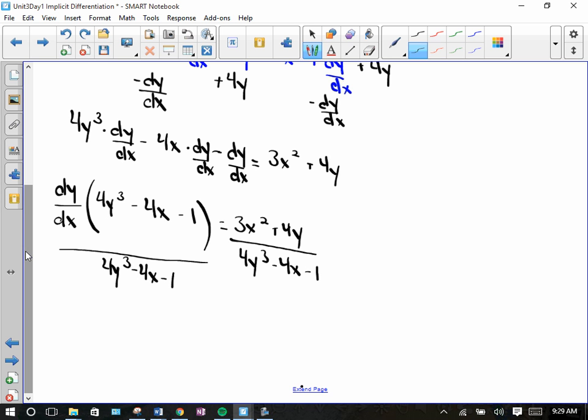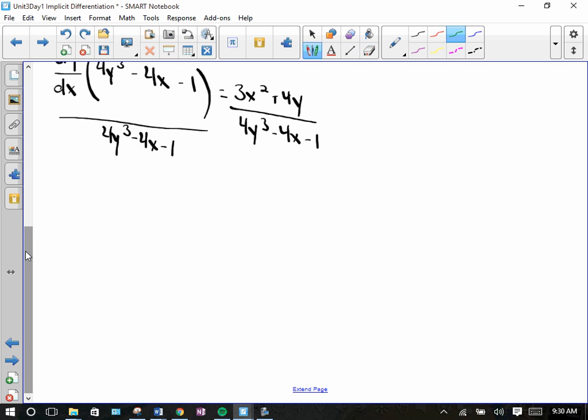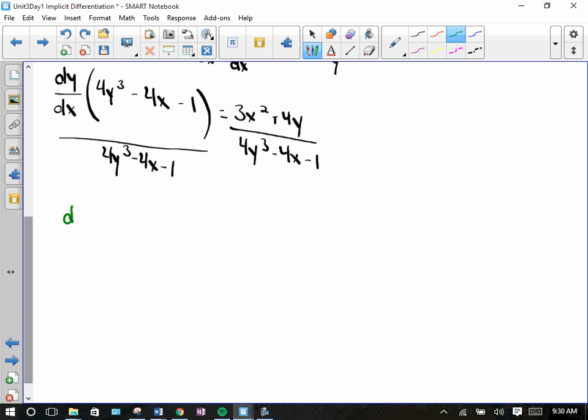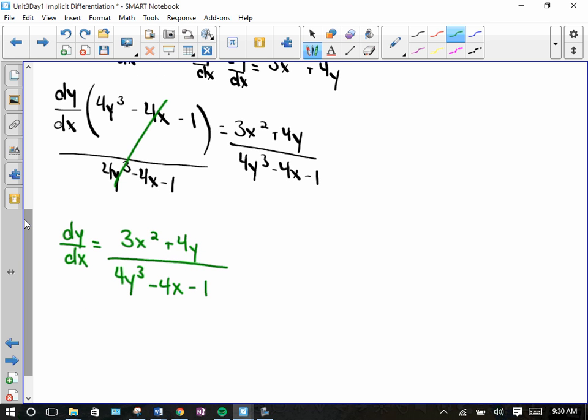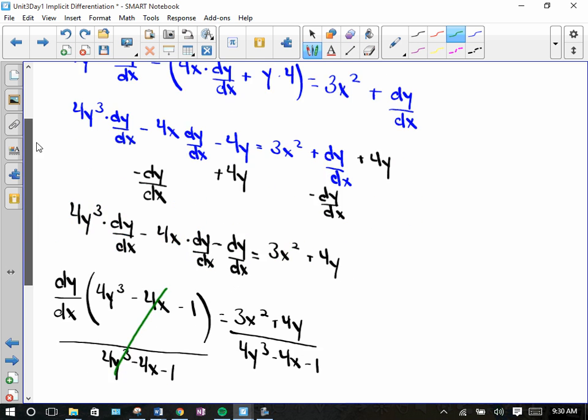So I get a derivative dy/dx is equal to (3x squared plus 4y) divided by (4y cubed minus 4x minus 1). Okay. So the question was asking, what is the slope at the point, I believe, (1, 2).